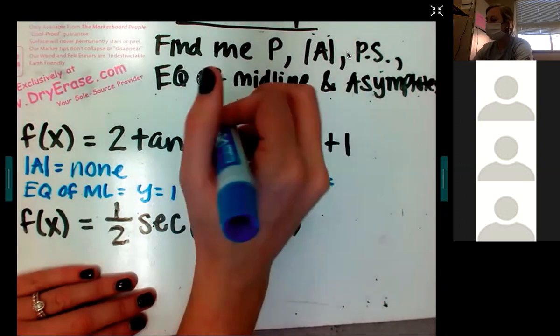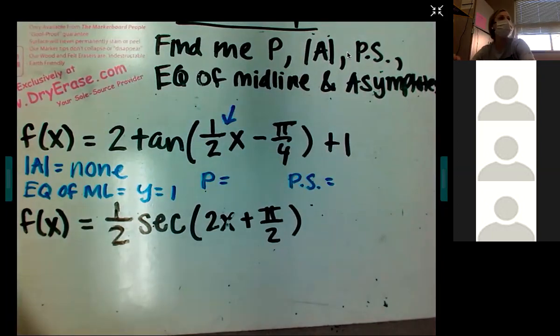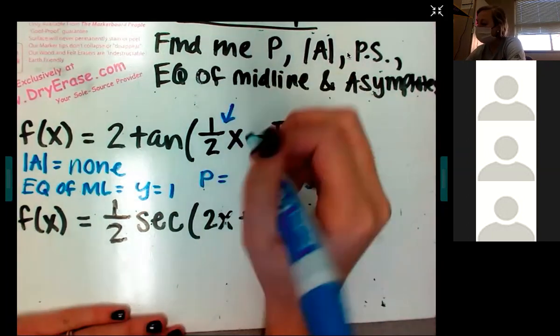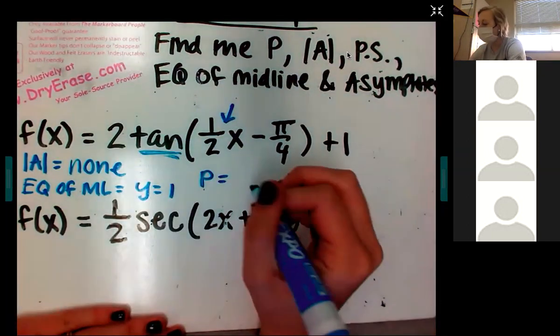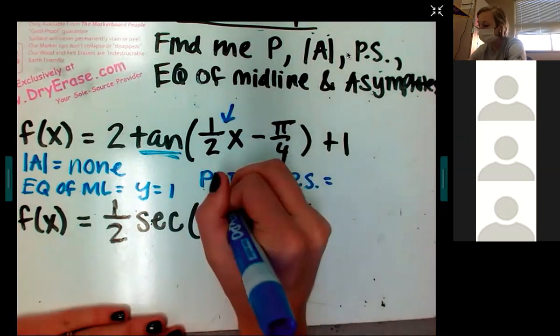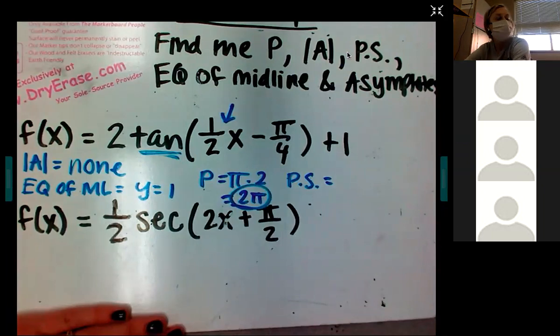So the period, if there's a 1/2 right here, what are we doing horizontally to our graph? Stretching it by 2. So what is the parent period for tangent? Pi, and then you should have multiplied by 2. So this period does end up being 2 pi. Just don't multiply it by 2 pi, please. It's not 4 pi for this one. Remember, tangent's period is pi.